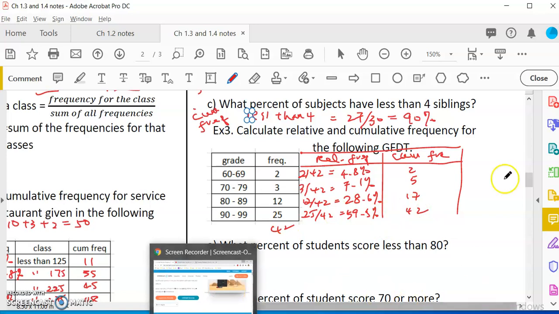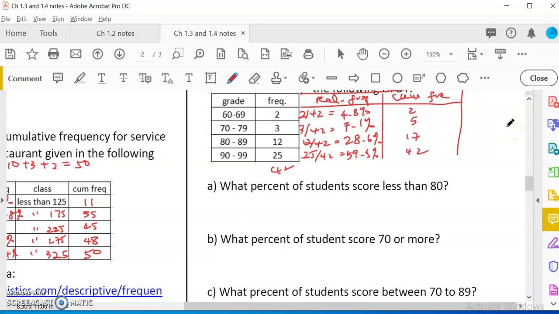Now use this to answer questions about the data. What percent of students score less than 80? So 60, these are the ranges, right? So less than 80 should be these two classes. When I do less than, I know I can use the cumulative frequency. Less than 80 is this number, already added, I don't need to add anymore. Someone has added it for me, so it's 5. 5 over 42 because we want a percent, that would be 11.9%.